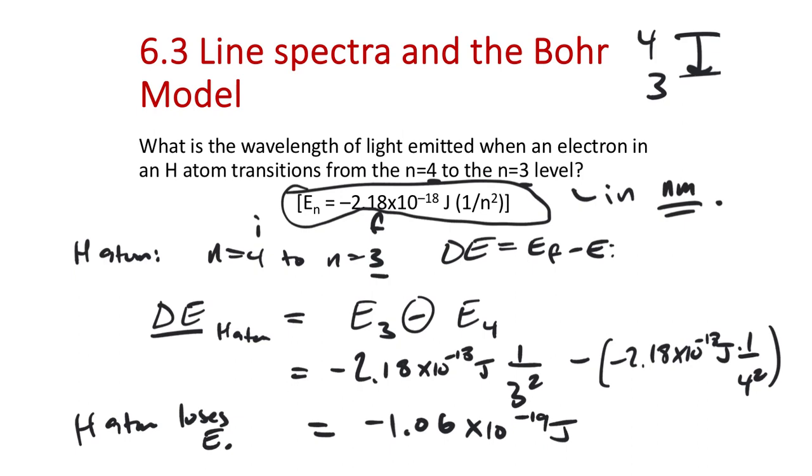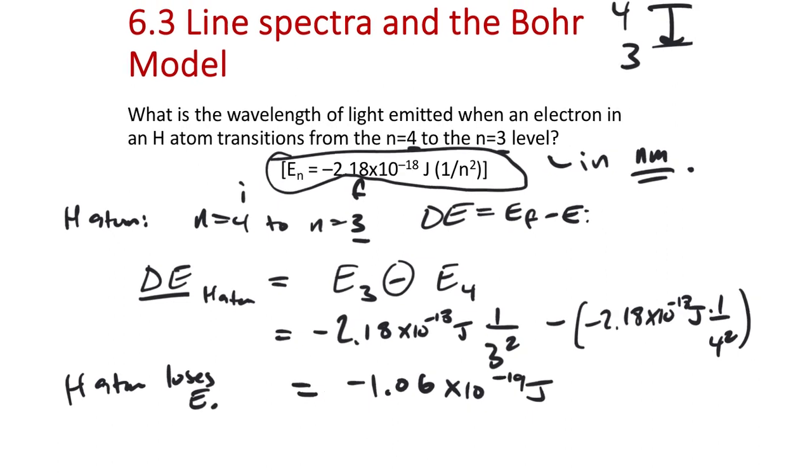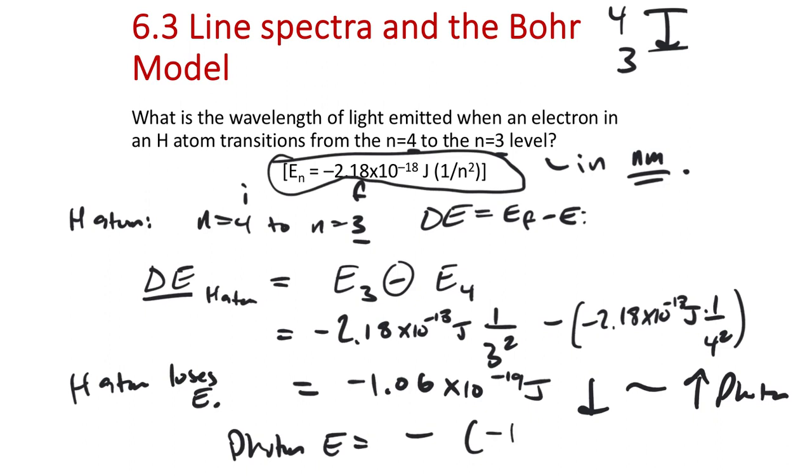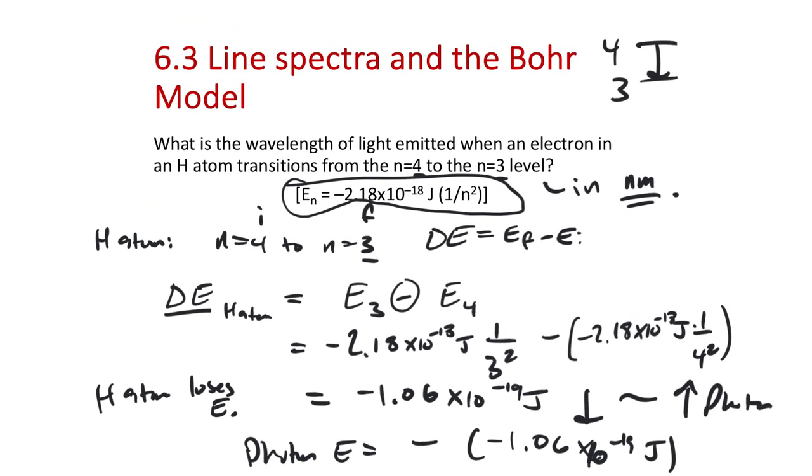And this becomes like a system surrounding problem. Where does the energy go? It doesn't just disappear, it goes into the photon. So the energy lost by the H atom is gained by the photon. So our photon energy is the negative of the energy lost by the H atom. So of course it's just plus 1.06 times 10 to the minus 19 joules.